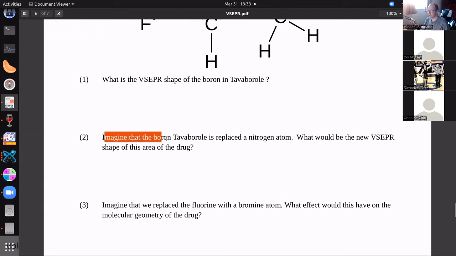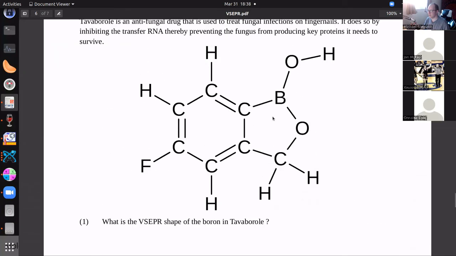So imagine that the boron in tavaborole is replaced with a nitrogen atom. What would be the new VSEPR shape of this area of the drug? So if we put a nitrogen here, how is that going to be different than when we have the boron? Does anybody know? The electron pair geometry would still be tetrahedral, but the molecular geometry would be trigonal pyramidal. Exactly, right. So then you're going to have that lone pair in there, and we're really changing the entire geometry around that structure right there, right?